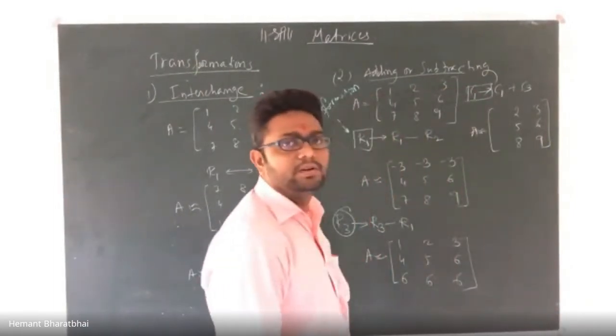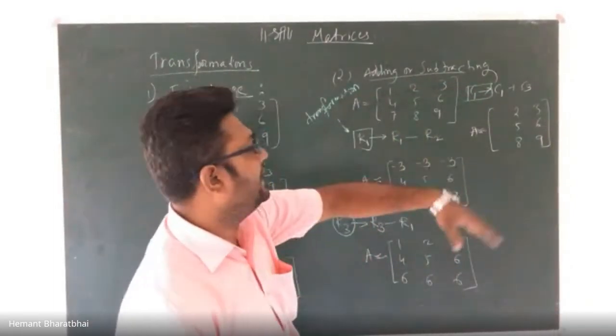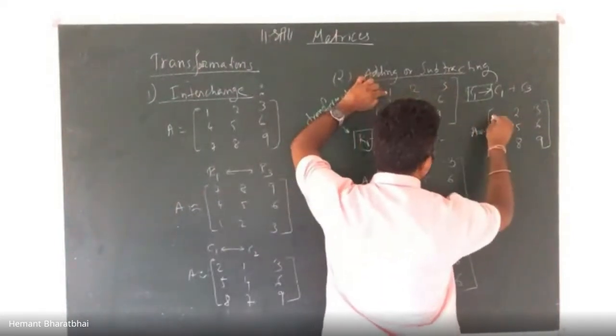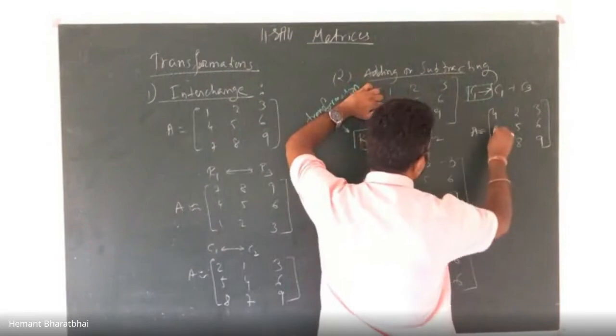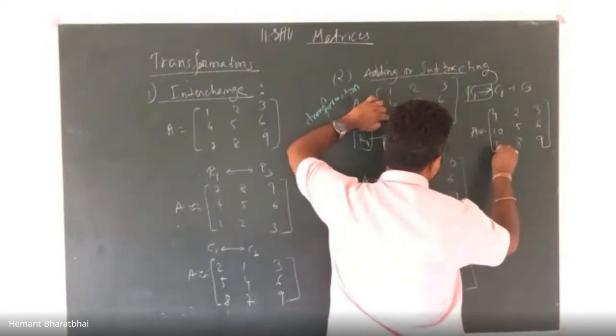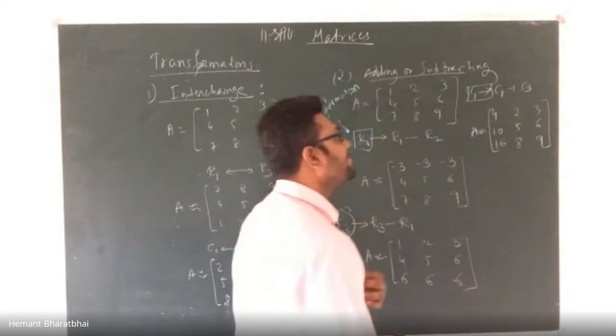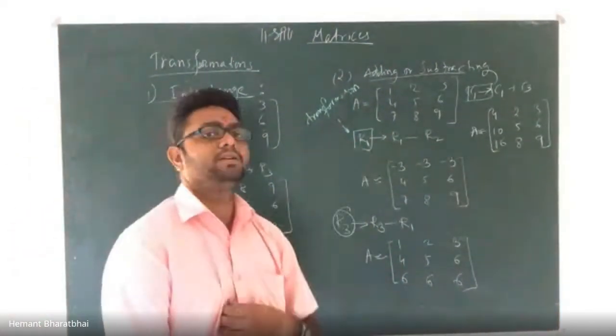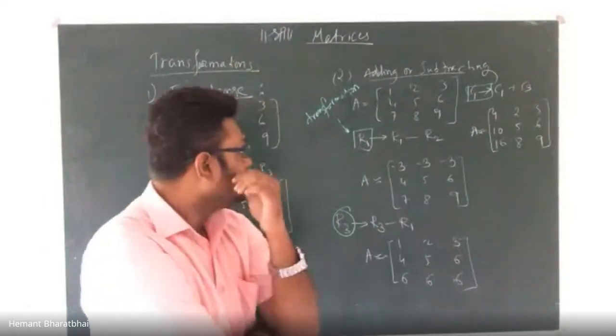And now what are we going to do in C1? We are going to add C3. So add this over here. So 1 plus 3, 4; 4 plus 6, that is 10; 7 plus 9, that is 16. Okay, so after the transformation, I am going to get this.